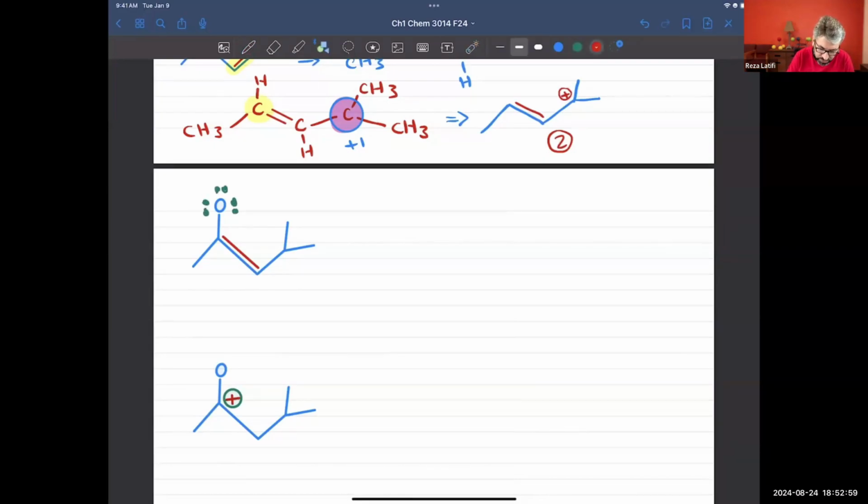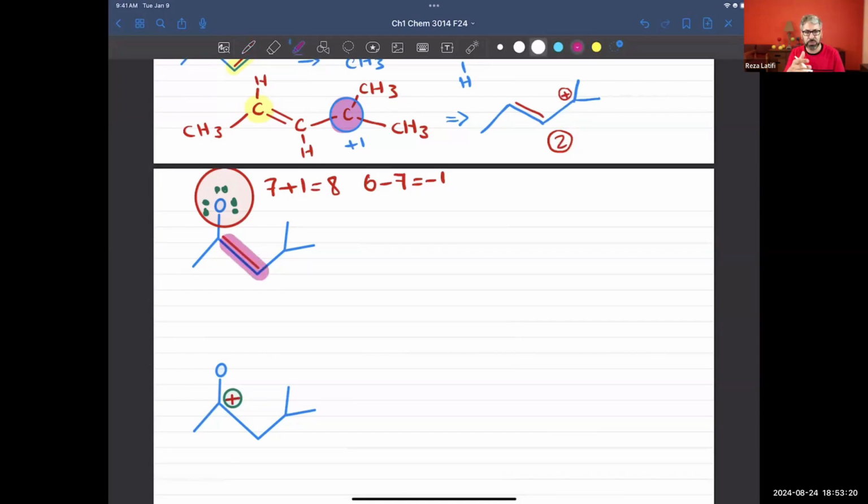Let's check the formal charge. We're going to draw a circle around it. This one is going to give us 7 electrons inside the circle. We made one bond, so it will be 8. How about the formal charge? Oxygen is in group 6, but I see 7 electrons around it, so it's -1. So the total charge is -1. And there is a pi bond. There's a pi bond neighboring the oxygen.